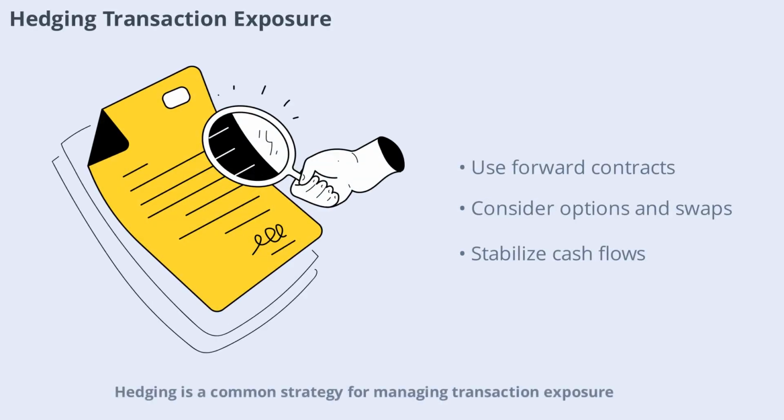Hedging is a common strategy for managing transaction exposure. Companies can use financial instruments such as forward contracts, futures, options, or swaps to lock in exchange rates and reduce uncertainty. For example, a company expecting to pay a supplier in euros can enter a forward contract to fix the exchange rate, ensuring predictable costs. Effective hedging helps stabilize cash flows and protect profit.